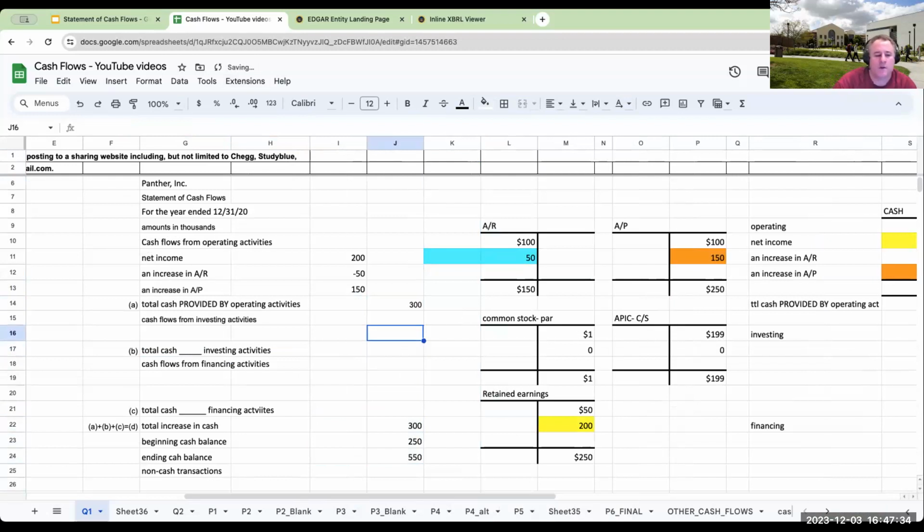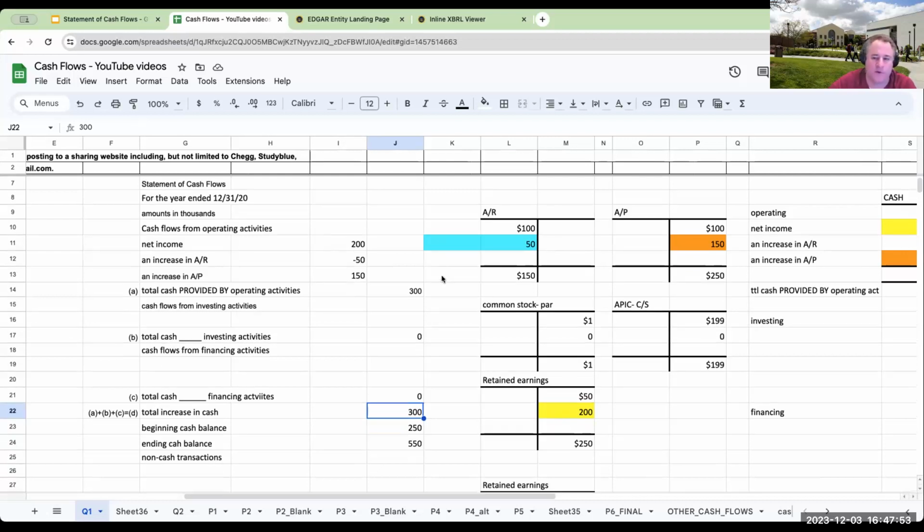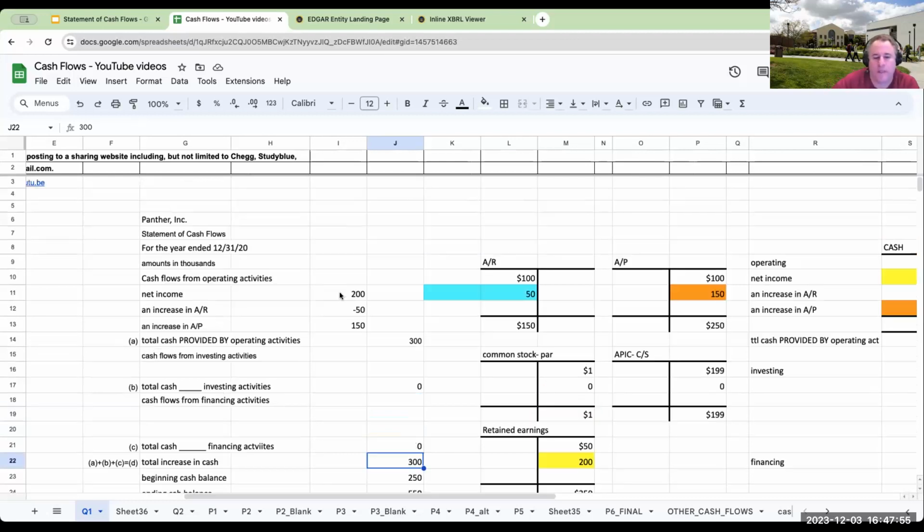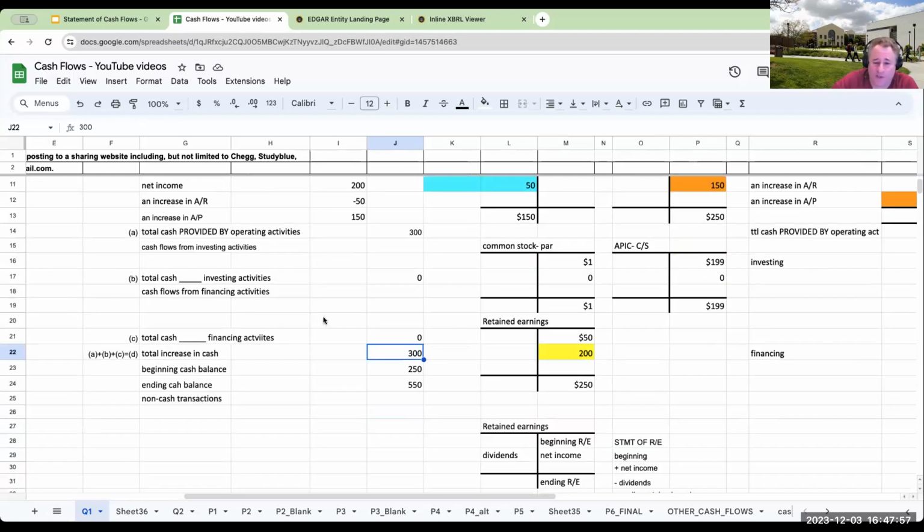Okay, so right over here, investing and financing are both 0, right? Why did I go through and show sections where I didn't have to? Because I want you to get into the habit of following a very, very methodical process when you do these questions. And this is how we go through and do it. So that's our first cash flow question.